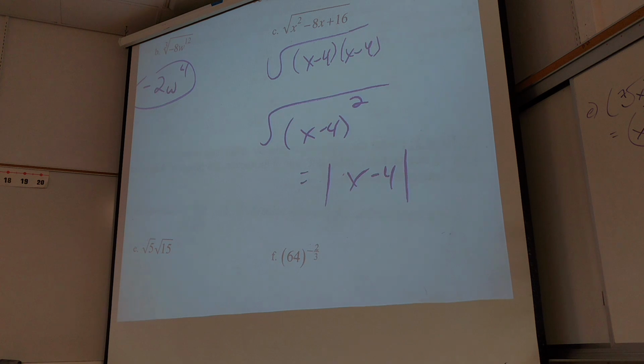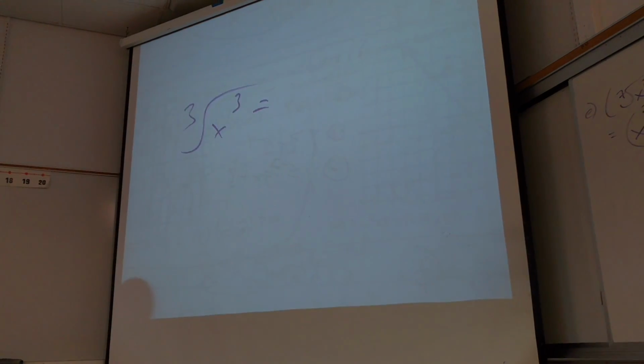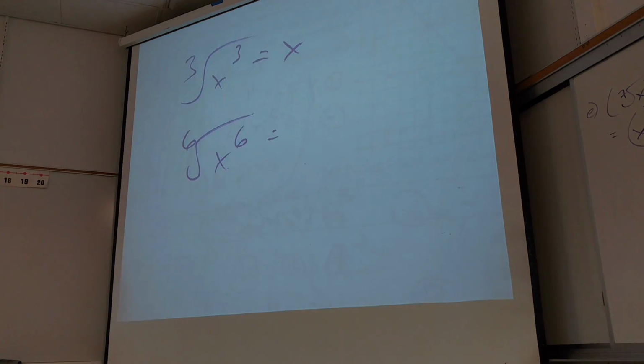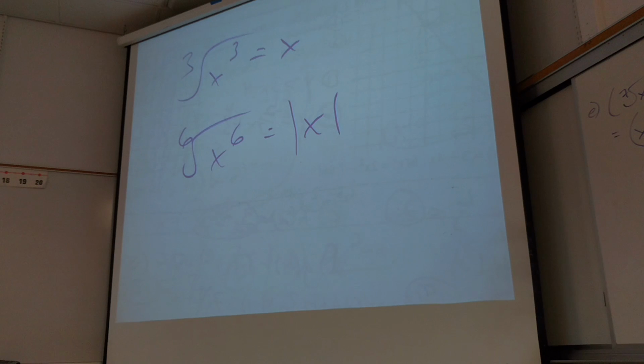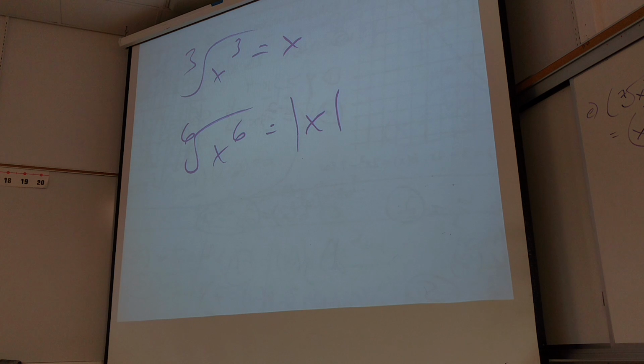Yes, ma'am? For absolute value, can we use it for 2, or also for 4? Yes. Even roots require that the answer come out positive. So, for example, let's run down a few examples. The cube root of x cubed is what? x. Because cube roots, odd roots, are laid back. They're like, whatever you want to be, you can stay that. 6th root of x to the 6th? Absolute value of x, because the 6th root has to come out positive. x could be negative, so cover yourself with an absolute value.